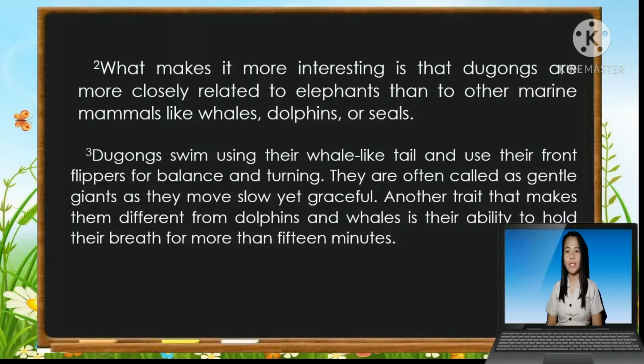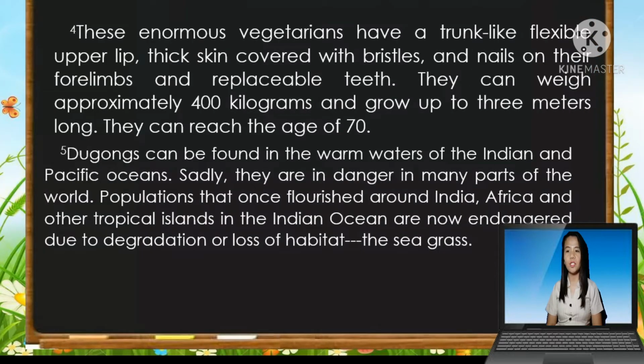Another trait that makes them different from dolphins and whales is their ability to hold their breath for more than 15 minutes. These enormous vegetarians have a trunk-like flexible upper lip, thick skin covered with bristles, nails on their forelimbs, and replaceable teeth. They can weigh approximately 400 kilograms and grow up to 3 meters long. They can reach the age of 70.